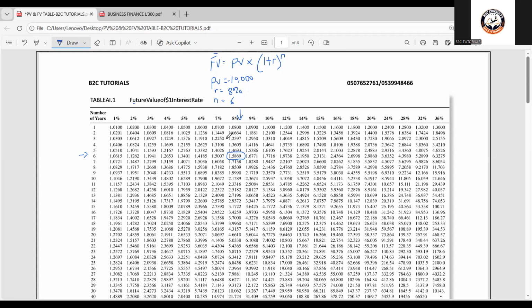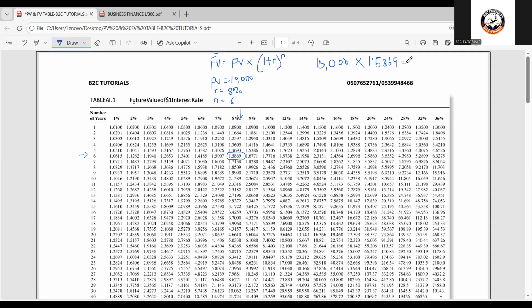using the table. Now, if you are doubting what the table is giving you, you can just substitute this formula into this and see what you get. But then this is how we solve this question. So you pick the present value of the 10,000 and multiply it by what the table is giving you. The table says that at 8% year 6, the figure is 1.5869, and then your final answer will be there.